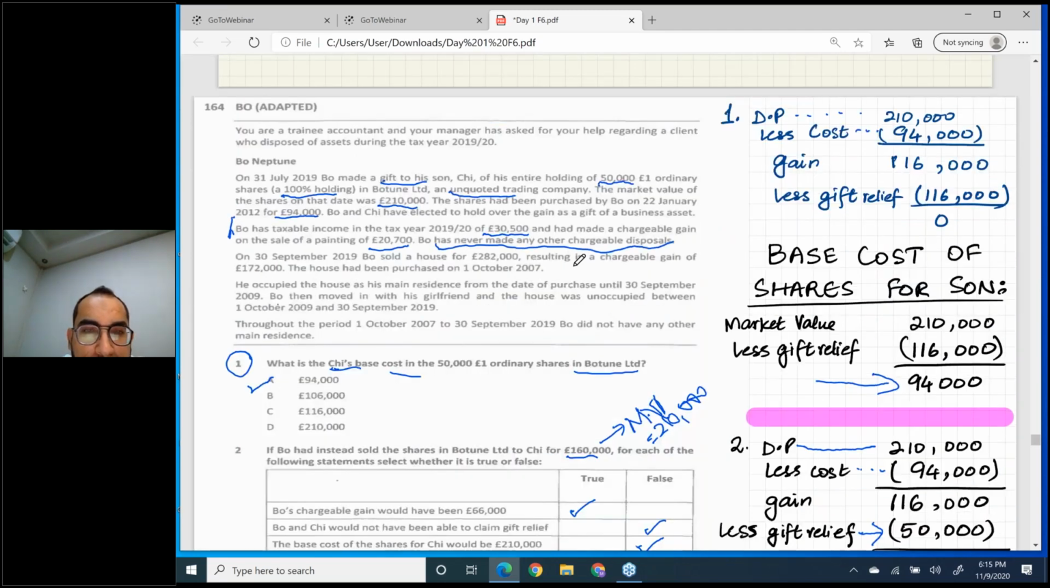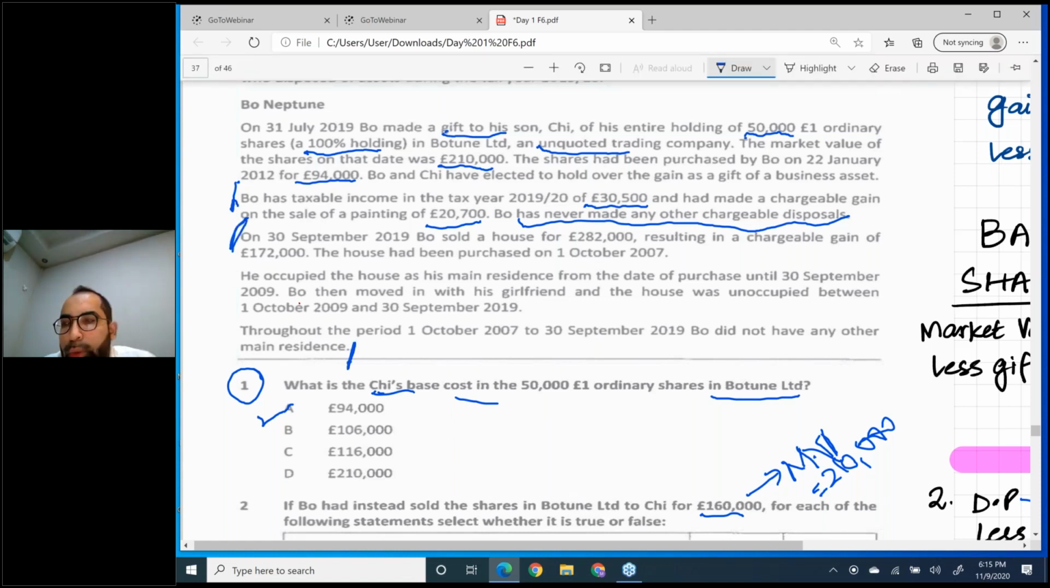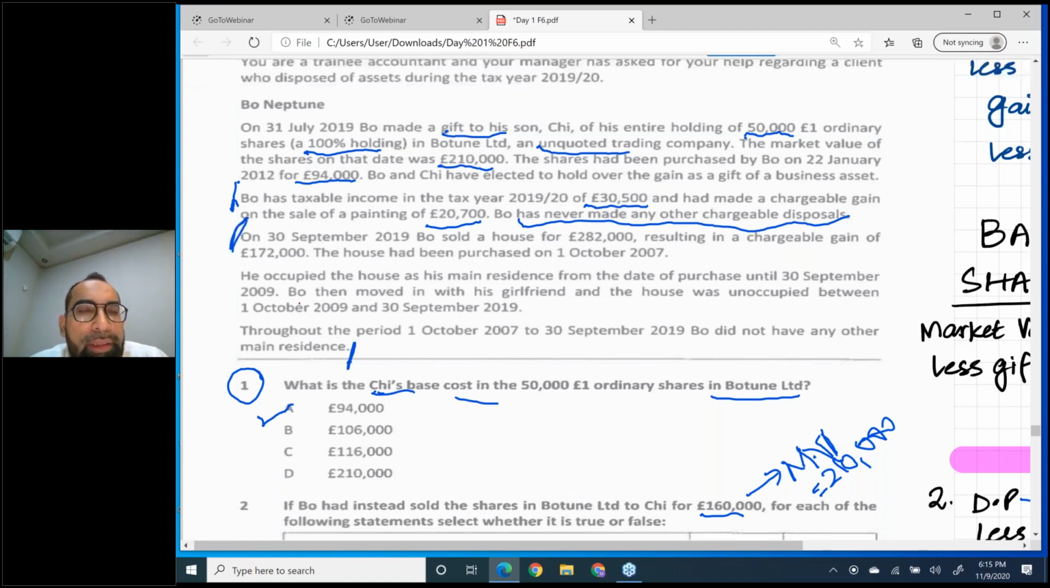See, what is written? From here to here it's total PPR. On 30th September 2019, Bo sold a house for 282,000, resulting in a chargeable gain of 172,000. Thank God, one step removed. Ready-made gain is given, so you will directly calculate PPR. The house had been purchased on 1st October 2007.